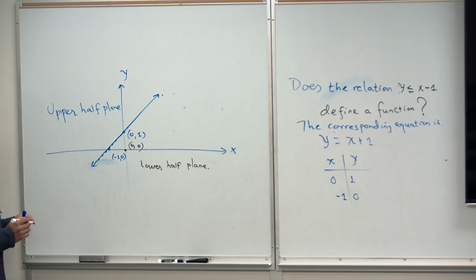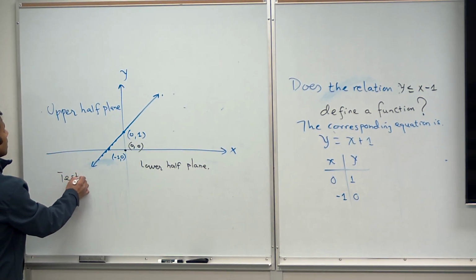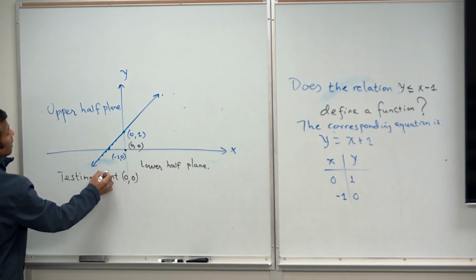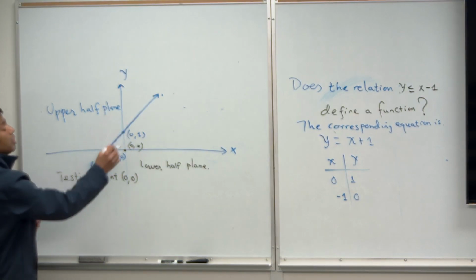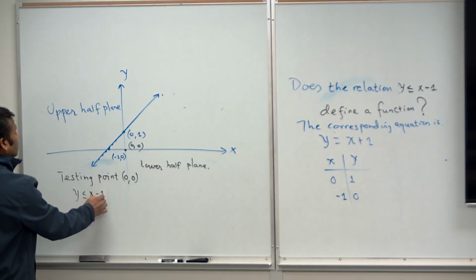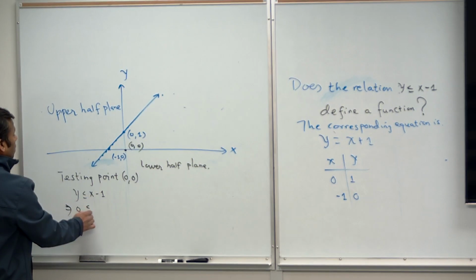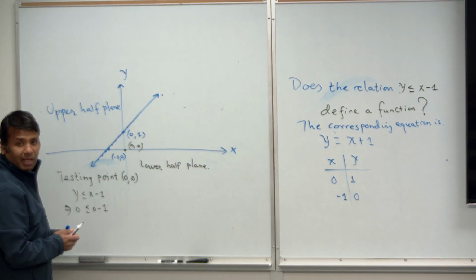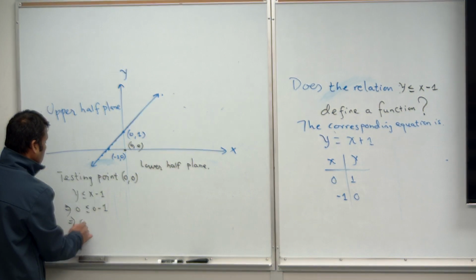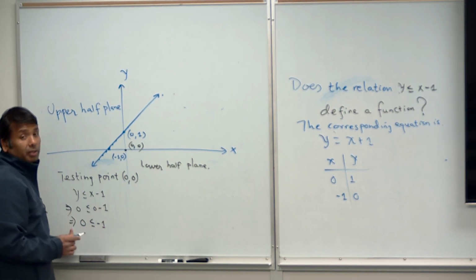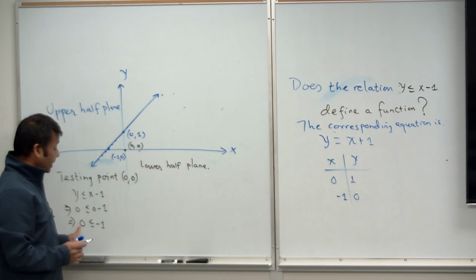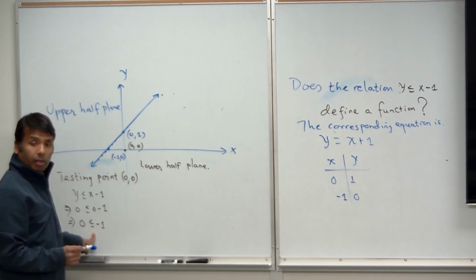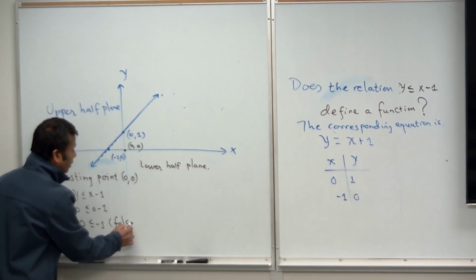So, are you with me? I'm going to take testing point. Let's say the testing point is 0, 0, which is on the what? Lower half plane. So now you plug in 0, 0, so you have y is less or equal to x minus 1. You plug in y equal to 0, x equal to 0. So 0 is less than or equal to 0 minus 1. Are you with me? And that will give you 0 is less than or equal to negative 1. Is this true or false? Is 0 less than negative 1? This is false. Are you with me?